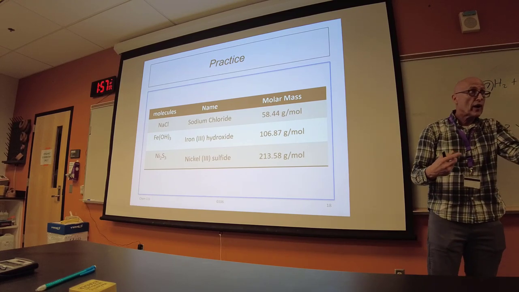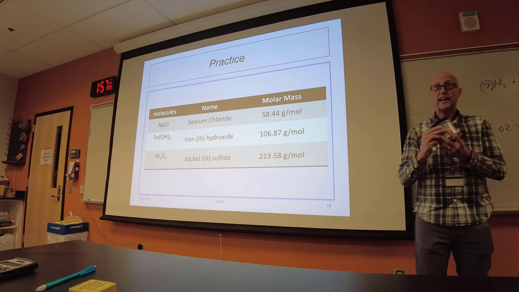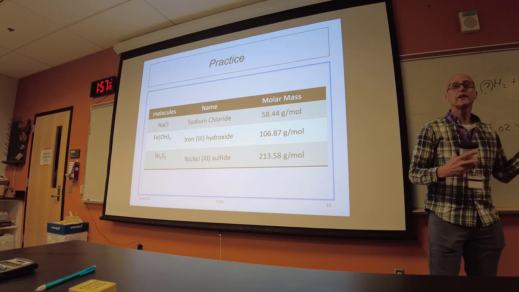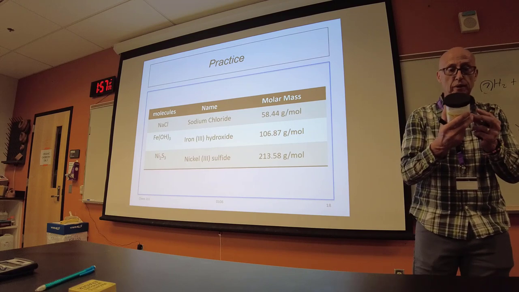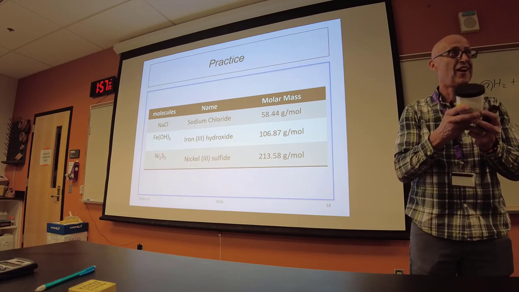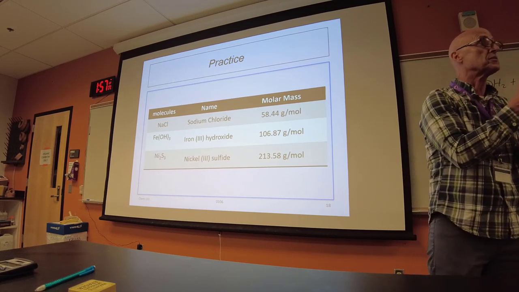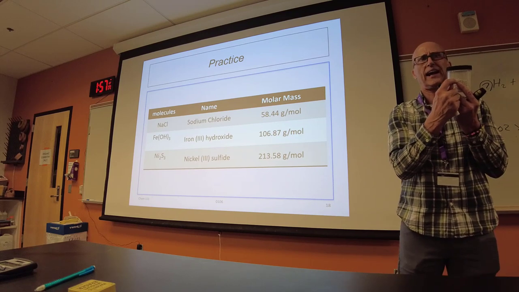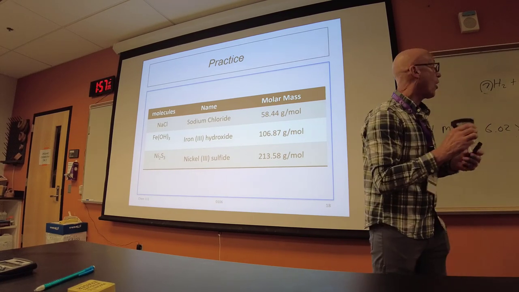And that's something I could weigh. Now, if I said, hey, count 2 individual iron 3 hydroxides, I'd be stuck, because every one of these is literally billions upon billions of those. I got nothing. So we always think in moles.